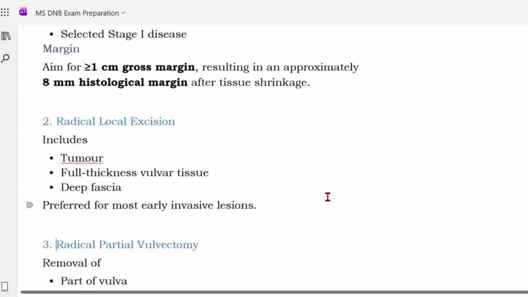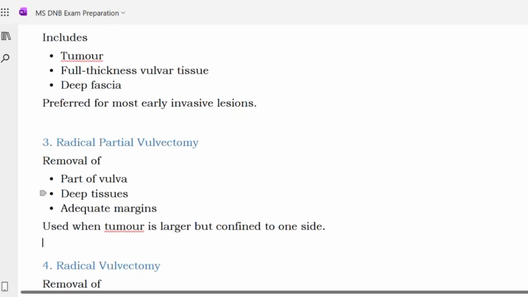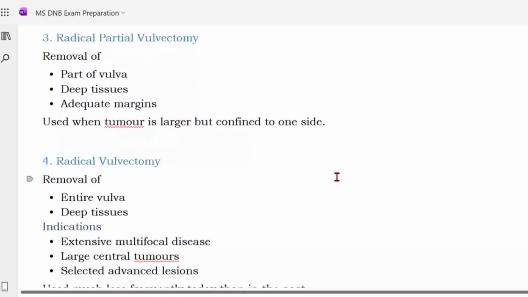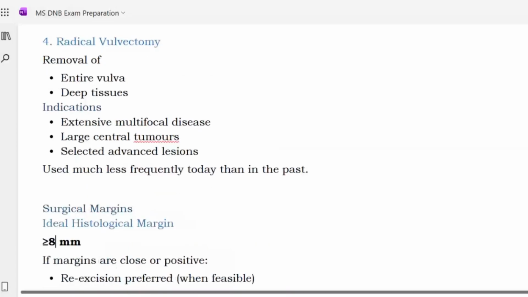Okay, then next is a radical partial vulvectomy. It is the removal of part of the vulva, deep tissue along with adequate margin, used when the tumor is larger but confined to one side. In that case, you will go for partial vulvectomy, and for that the tumor should be larger but confined to one side. Next is a radical vulvectomy. Removal of the entire vulva along with deeper tissue. The indications for radical vulvectomy: extensive multifocal disease, large central tumor, and selected advanced lesions. Nowadays this is performed less frequently.